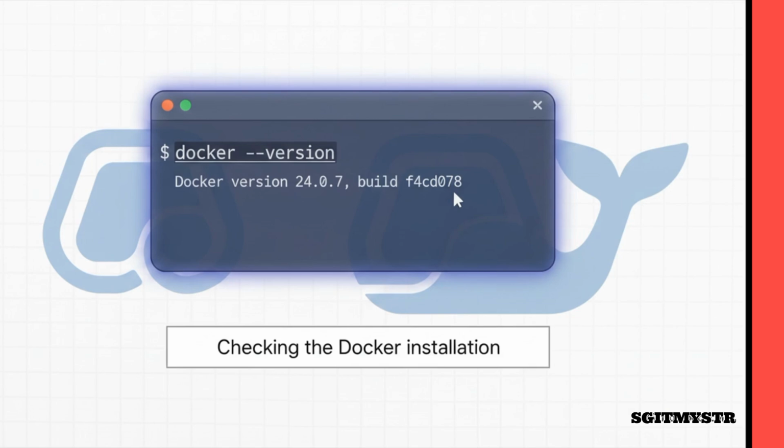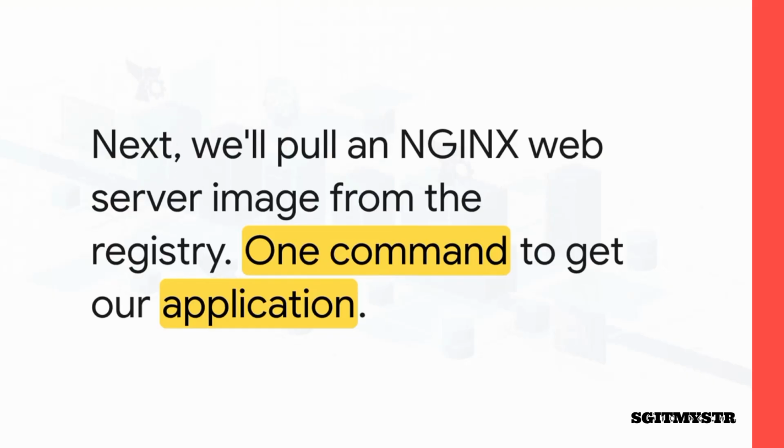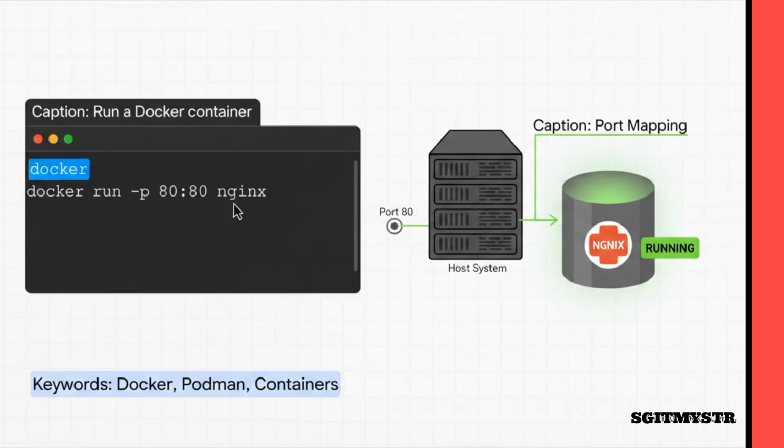We'll hop into the terminal, and the first thing we'll do is just a quick version check to make sure it's installed. Next up, we need an application. We're gonna grab a pre-built package or image for the Nginx web server. And look at that, it's just one simple command. And now for the final step. Let's run it. This one little command tells Docker to start the container, connect the network port so we can access it, and bam! Just like that, our web server is up and running.